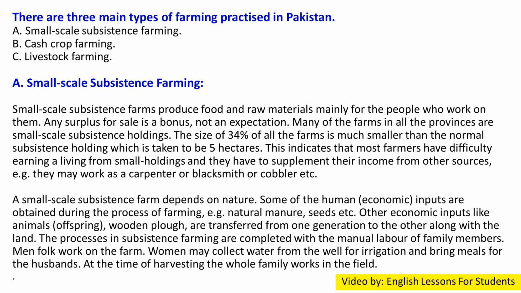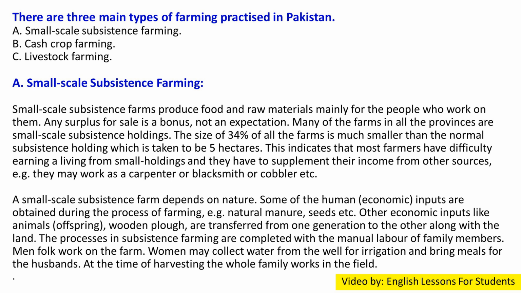Many of the farms in all the provinces are small scale subsistence holdings. The size of 34% of all the farms is much smaller than the normal subsistence holding, which is taken to be 5 hectares. This indicates that most farmers have difficulty earning a living from small holdings and they have to supplement their income from other sources. For example, they may work as a carpenter or blacksmith or cobbler, etc.